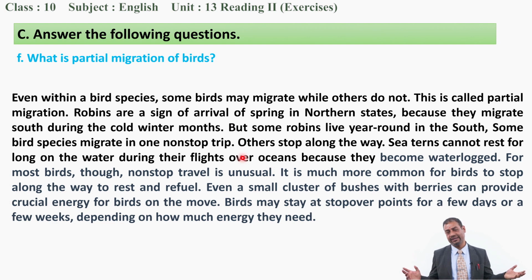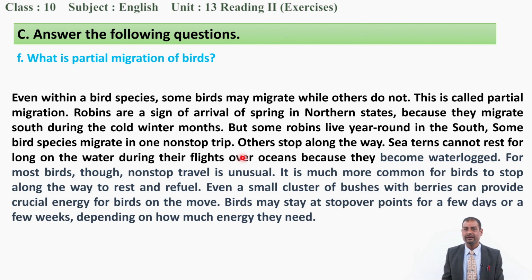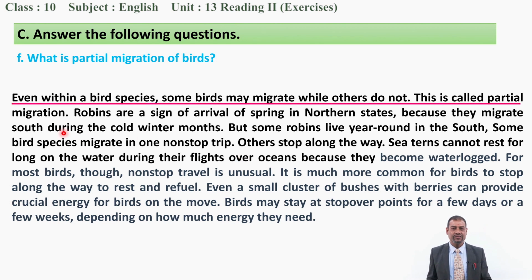Now again another question, that is, what is partial migration of birds? So where do you find out again? Same thing you have to do. First find out the information, locate the line, underline with your pencil, and then write down the answer. So in which line do you find it? Have you got it? In which line? Found. Okay, let me show you. Now, even within a bird species, some birds may migrate while others do not. This is called partial migration.